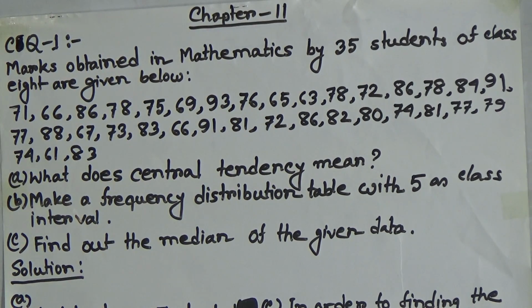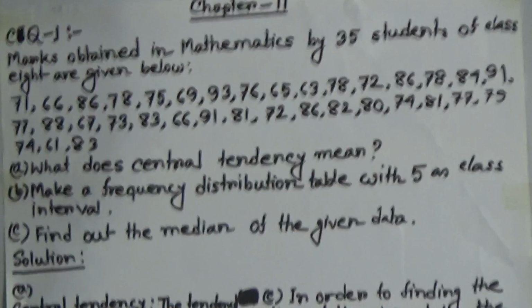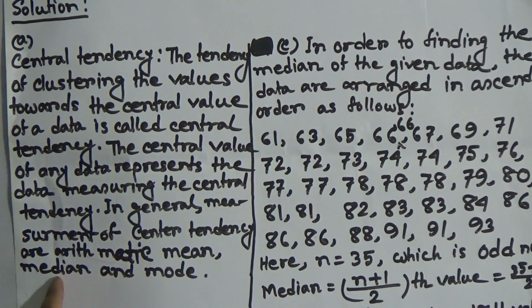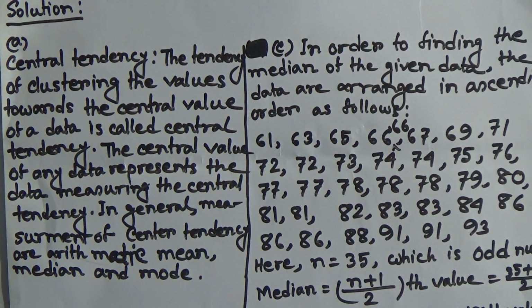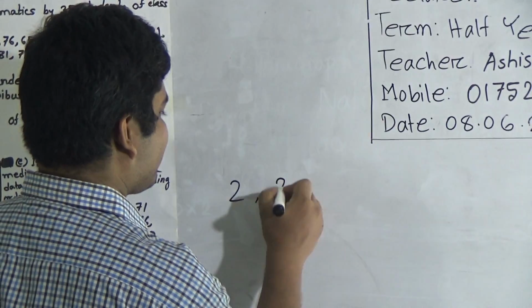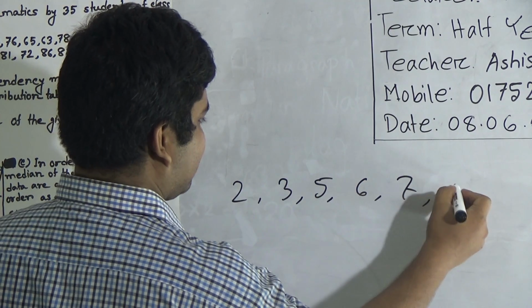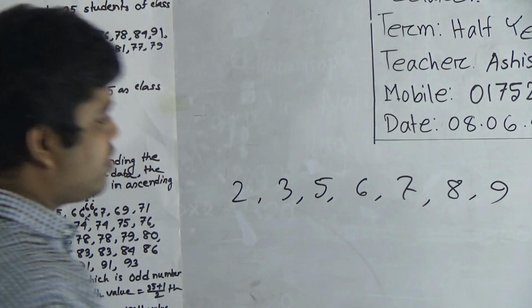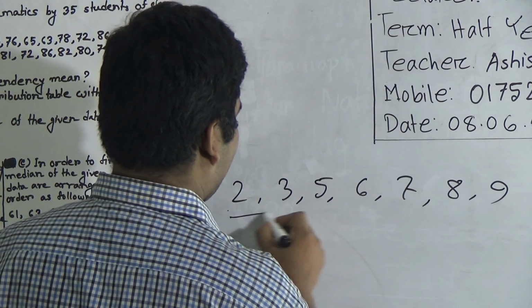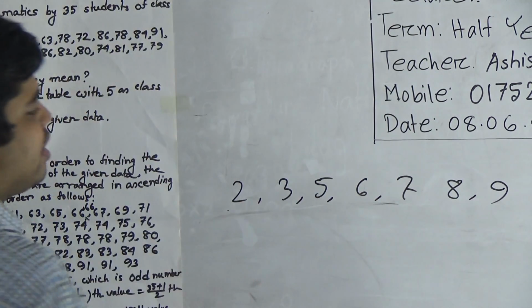Okay, my dear student, the first question is what does central tendency mean? Dear student, notice: the tendency of clustering the values towards the central value of a data is called central tendency. The central value of any data represents the data, measuring the central tendency. In general, measurements of central tendency are arithmetic mean, median and mode. Please notice these are some data: 2, 3, 5, 6, 7, 8, 9. So, there are 7 data.